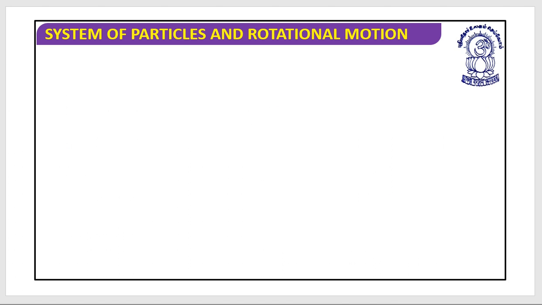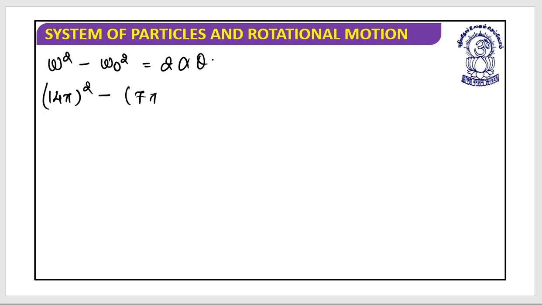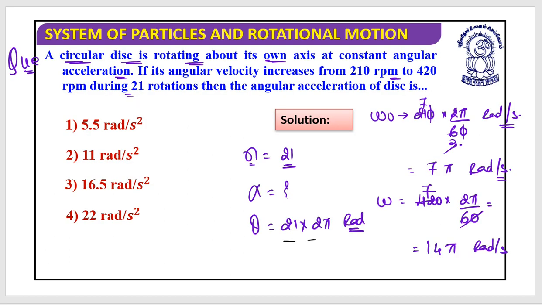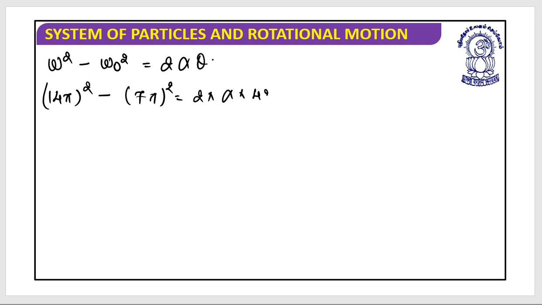So what I need to do is omega square minus omega naught square equals 2 alpha theta. The final velocity is 14 pi whole square, the initial velocity is 7 pi whole square. This equals 2 into alpha into theta. Theta is 21 twos, that is 42 pi.